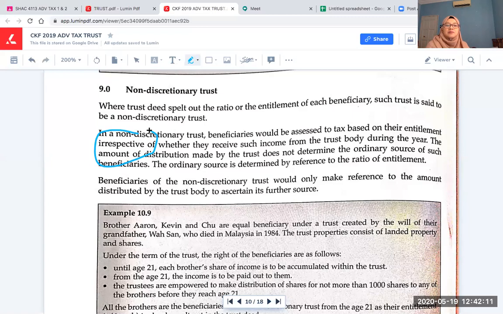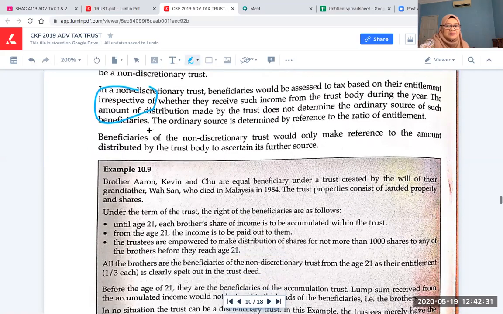The amount of distribution made by the trust does not determine the ordinary source of such beneficiary. Ordinary source is given by reference to the ratio of entitlement. A beneficiary of the non-discretionary trust would only make reference to the amount distributed by the trust body to determine its further source. So remember, further source we have already exempted.